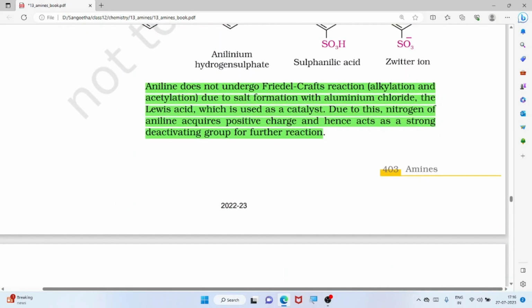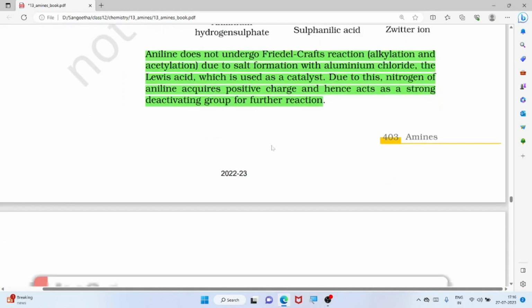Aniline does not undergo the Friedel-Crafts reaction, alkylation and acylation, due to salt formation with aluminum chloride, a Lewis acid, which is used as a catalyst. Due to this, the nitrogen in aniline acquires a positive charge and acts as a strong deactivating group.